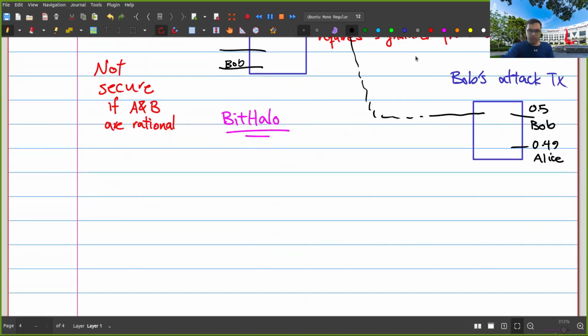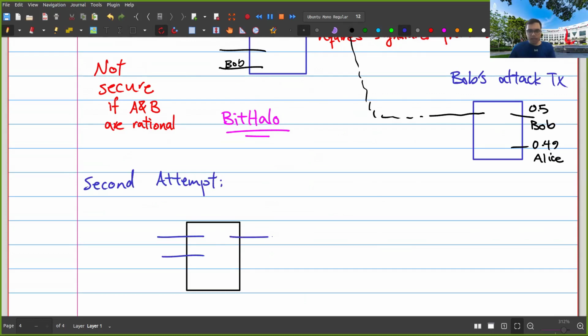But now, let's involve Carol. Let's create a different solution where I also have Carol in there. So I create a transaction. And so this is my second attempt. I'm going to say there are some inputs, and then there is an output. Again, let's say this output is 1 Bitcoin.